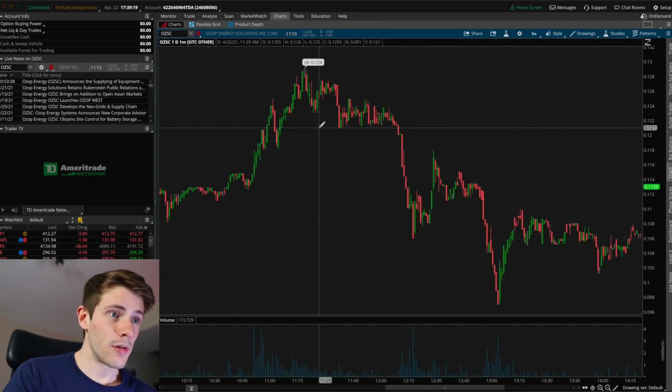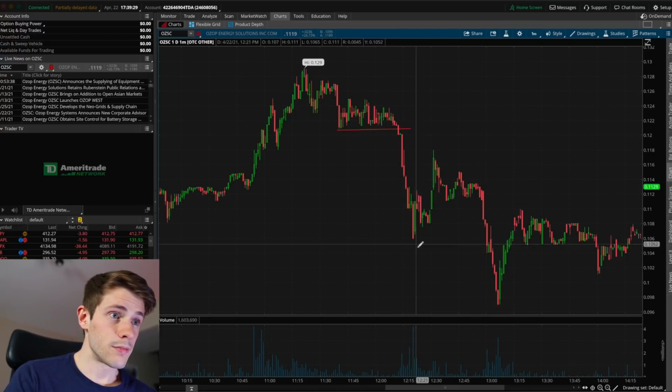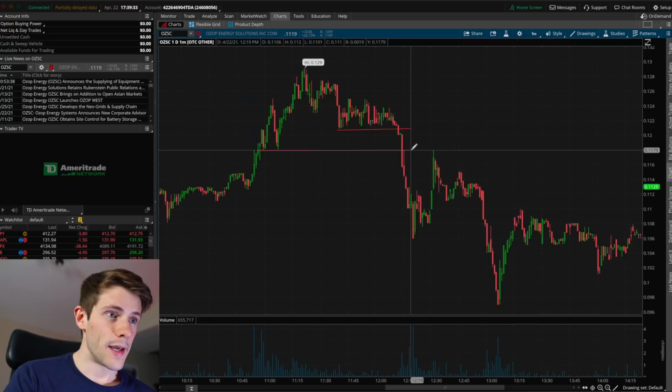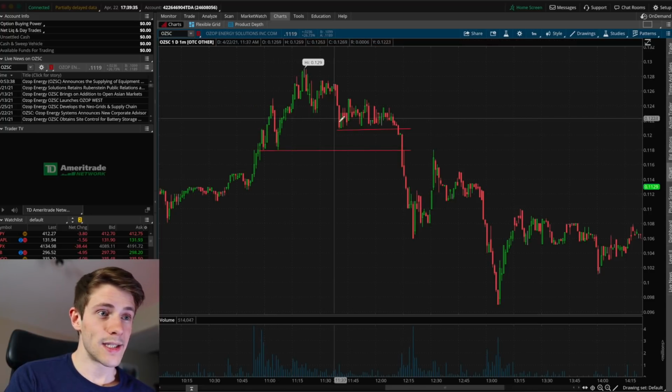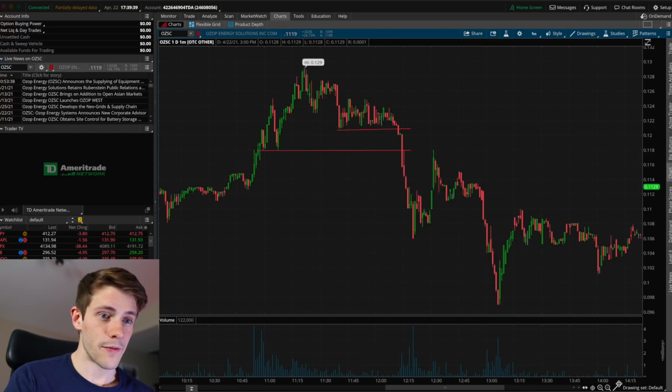Here's another good example of when that support cracks. You can see right here, this was kind of key support. It kept bouncing off this area, and when it breaks down under that, it just sells off hard. So that's another good example of breaking that key support. Same thing here, it bounced there twice, but it just absolutely broke down below there on this run. So that's another good example of the first strategy.